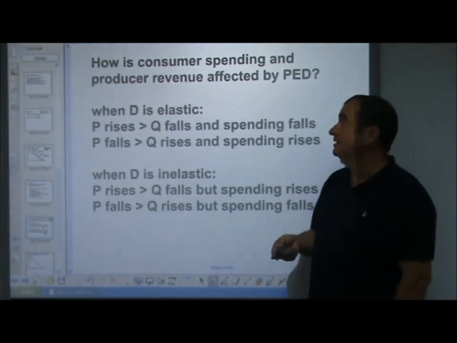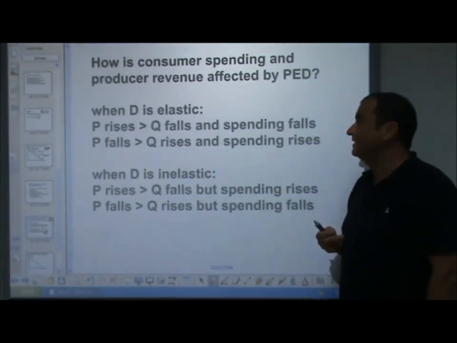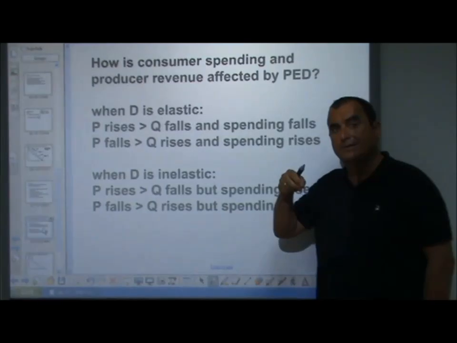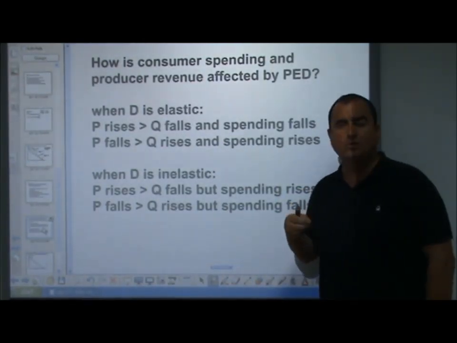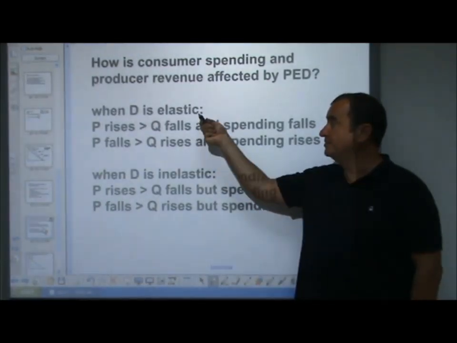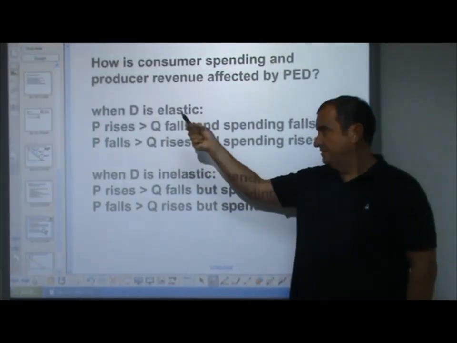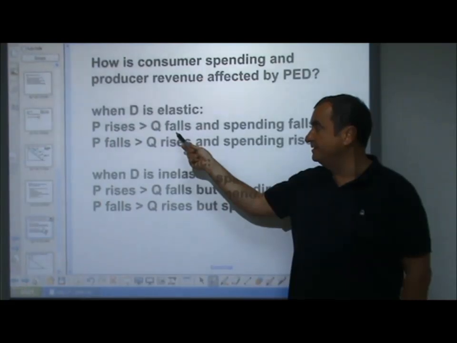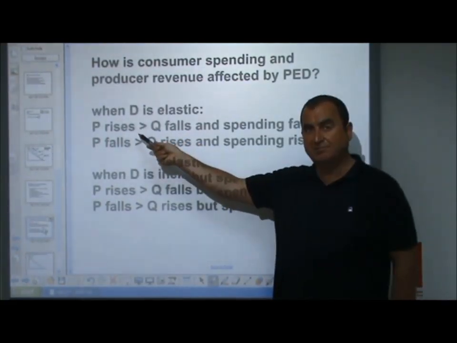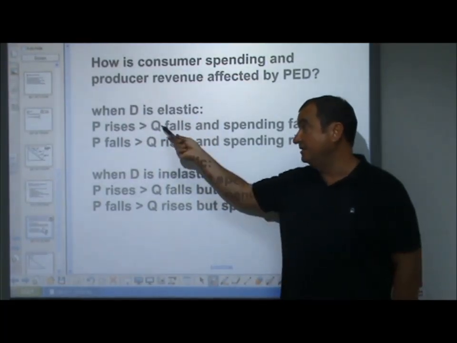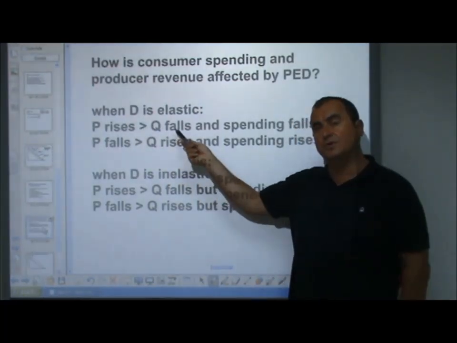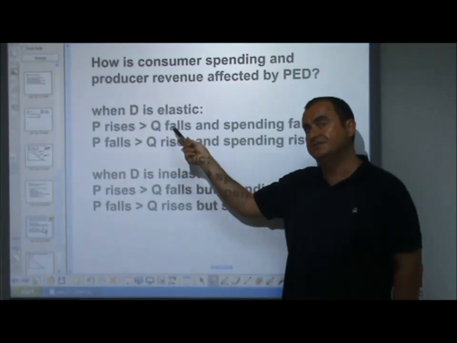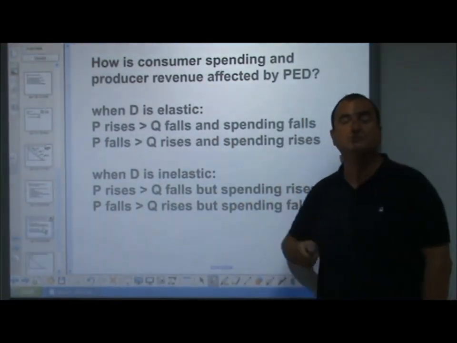How is consumer spending and producer revenue affected by PED? When the price of a good changes, we know if the price rises, people buy less of a good. But do they spend more or less? That depends on elasticity. When the demand for a good is elastic, if the price rises, quantity will fall and spending will fall. You see, the reaction of the consumers, how much they buy, outweighs the change in the price, the rise in the price. There's such a large drop, if it's elastic demand, this is proportionately bigger than this. So there's such a large drop in the quantity being sold that if the price were to rise, the larger drop in the quantity demanded means overall spending by consumers falls and producer revenues fall.